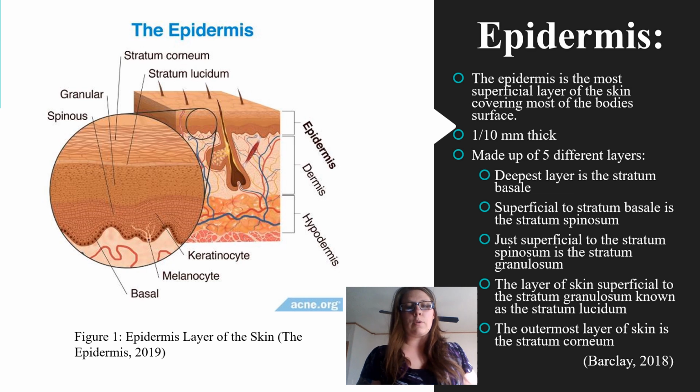The layer of the skin superficial to the stratum granulosum is known as the stratum lucidum. This is the thick layer of the skin on our hands and feet. The dead keratinocytes make up the clear row that helps to protect the other layers. The outermost layer of the skin is the stratum corneum. The stratum corneum is made up of many rows of flattened, dead keratinocytes that protect the underlying layers.